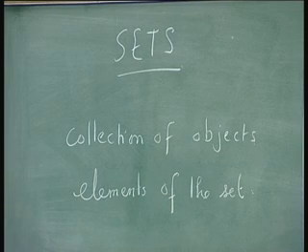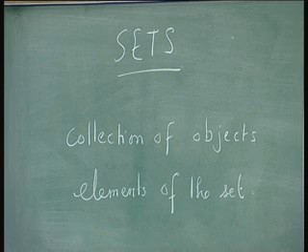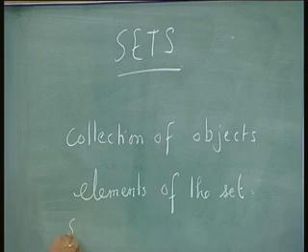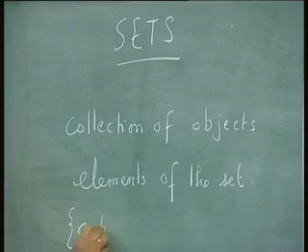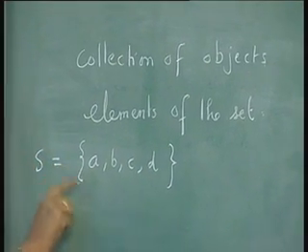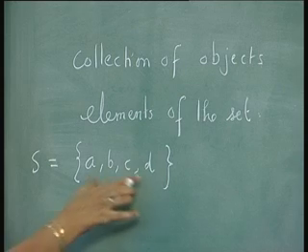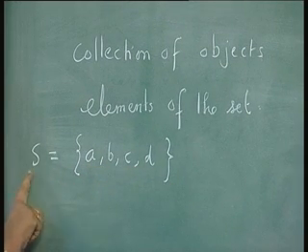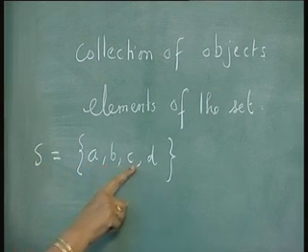So, for example, you can have the set of natural numbers N, and you can think about a set of books, or you can think about the set of even non-negative integers less than 10, which is denoted by this. Usually a set is denoted like this, and all the elements are written within flower brackets. So, S denotes a set which consists of elements A, B, C, D.